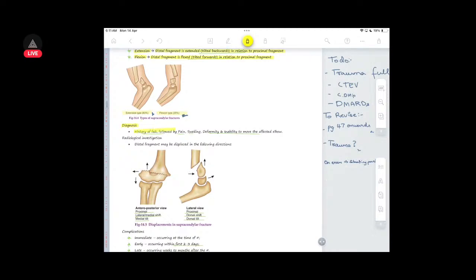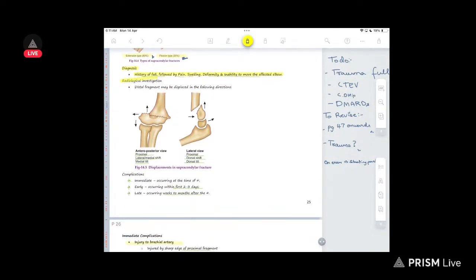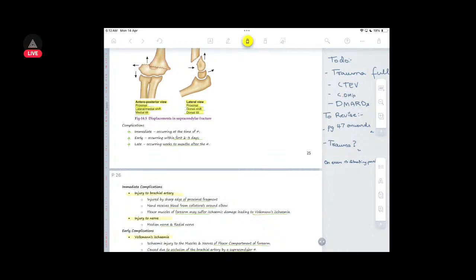Diagnosis: you have history of fall followed by pain, swelling, deformity and inability to move the affected elbow. Radiological investigations: your distal fragment may be displaced in the following directions. In the anteroposterior view, it is displaced proximally, laterally or medially, or tilted medially. In the lateral view also you can see it can be proximal, dorsal shift or dorsal tilt, shift or tilt medially or laterally, and proximally it can go.